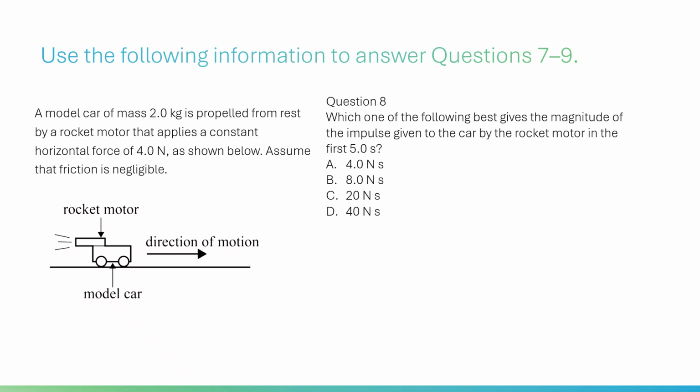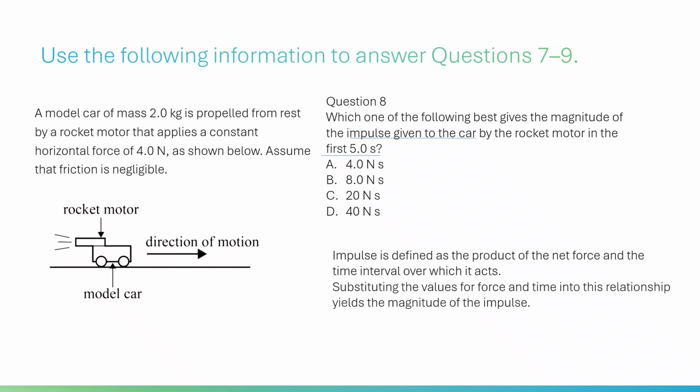Which one of the following best gives the magnitude of the impulse given to the car by the rocket motor in the first 5.0 s? Impulse is defined as the product of the net force and the time interval over which it acts. Substituting the values for force and time into this relationship yields the magnitude of the impulse.